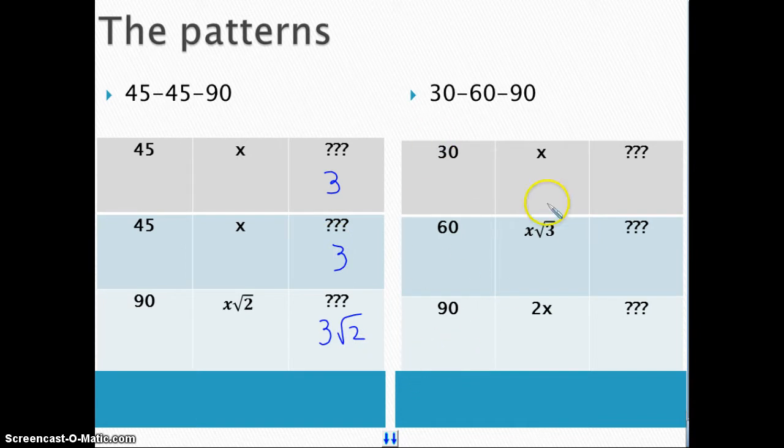30, 60, 90, same idea. Maybe that this is 4. The side across from the 30 is x. That's my 4. Side across from the 60 is the side times the square root of 3. And the side across from the 90 is 2 times my side, or 8.